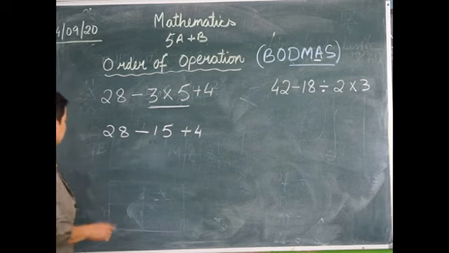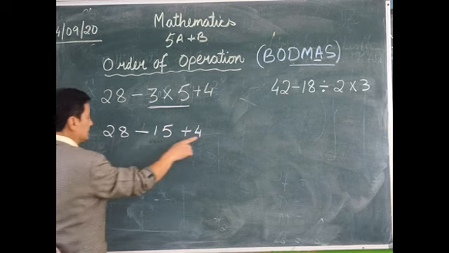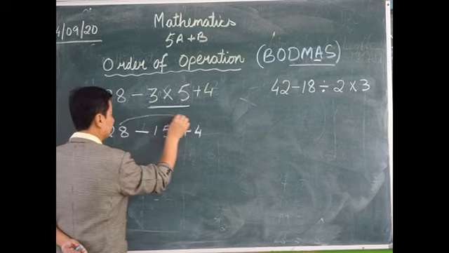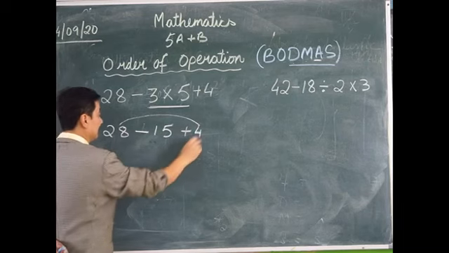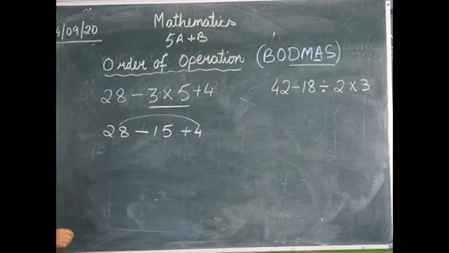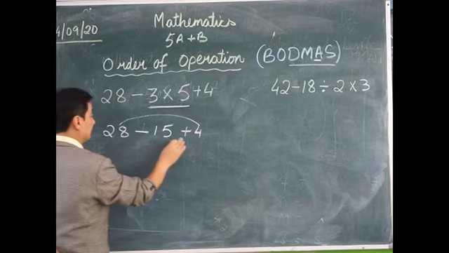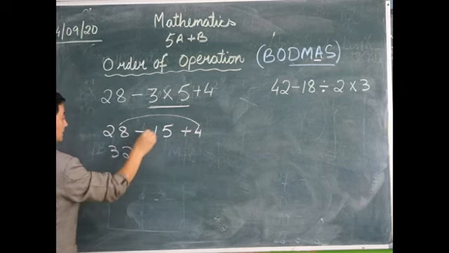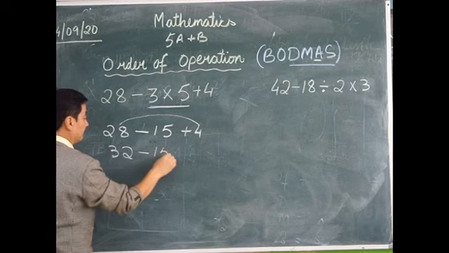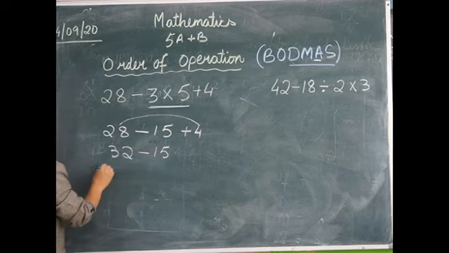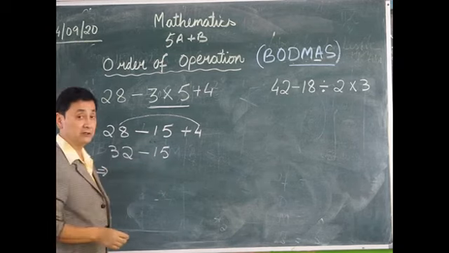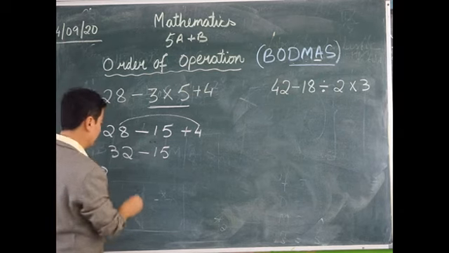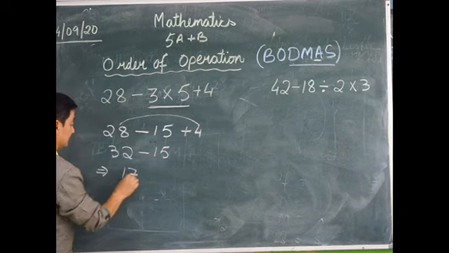So look at the numbers. This is addition, this is addition. You can draw a line. Now we have to add these two. What do we do? Add. So 28 plus 4, 32, and write this number 15. And now 32 minus 15, you can do it in rough column, you get 17.